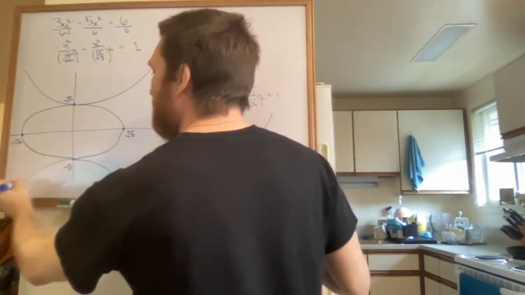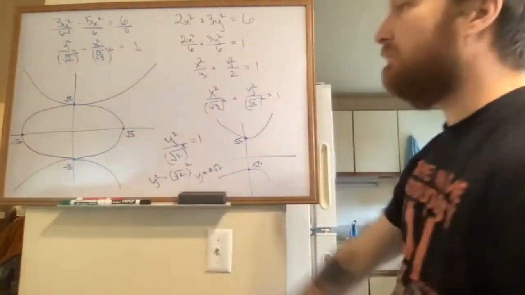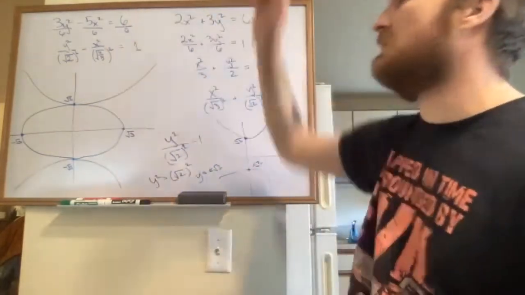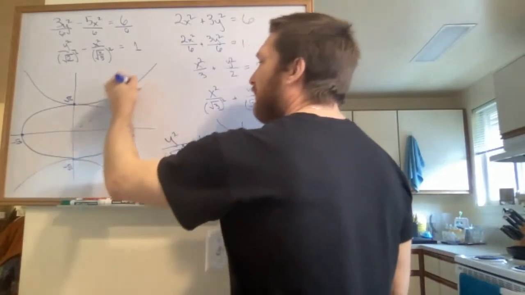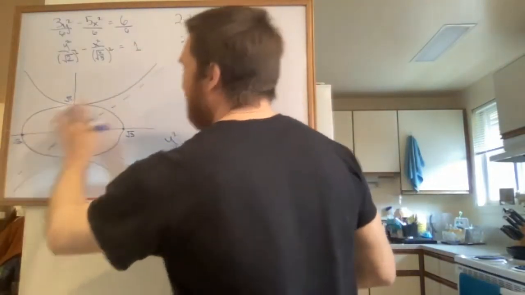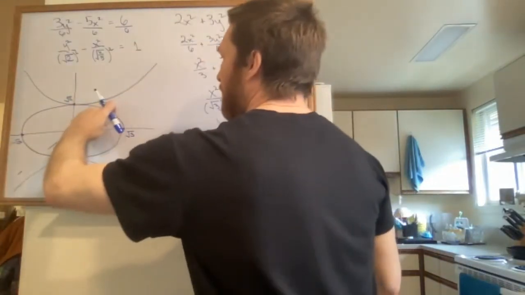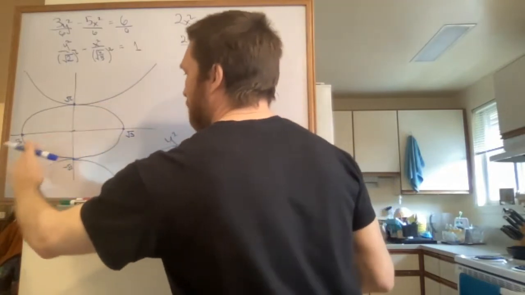And now this is a thumbnail sketch. That means I don't need to worry about asymptotes and stuff like that. If I wanted to, I could find the asymptotes. And they go like this. I could find formulas for them and stuff. But we don't need to do any of that. In fact, I think we're done with this problem.